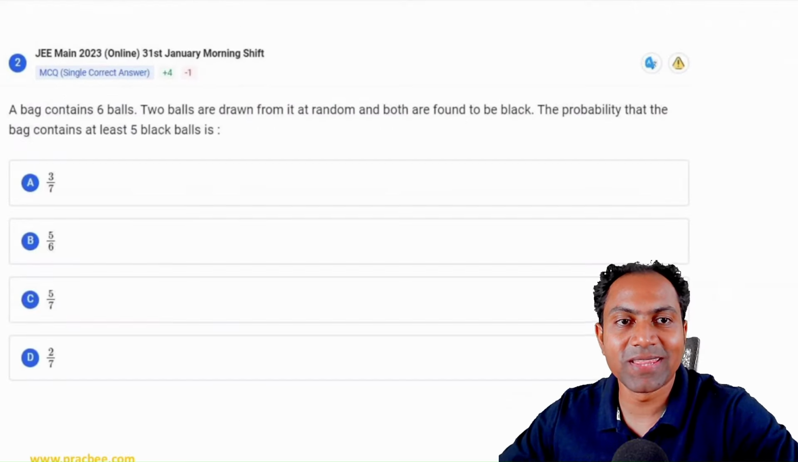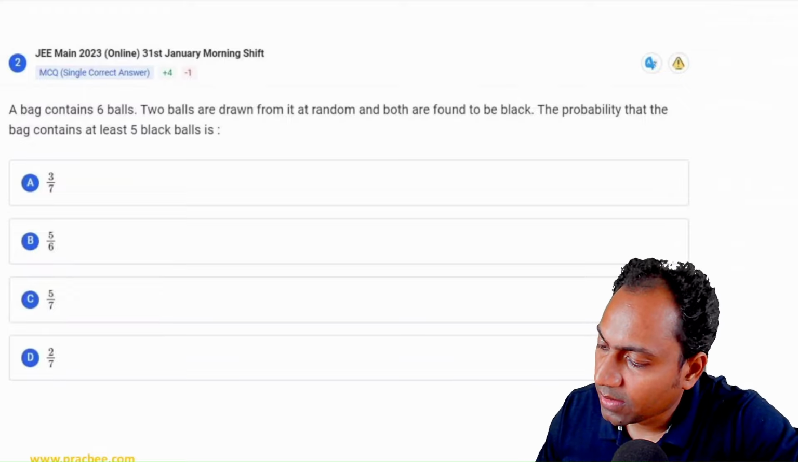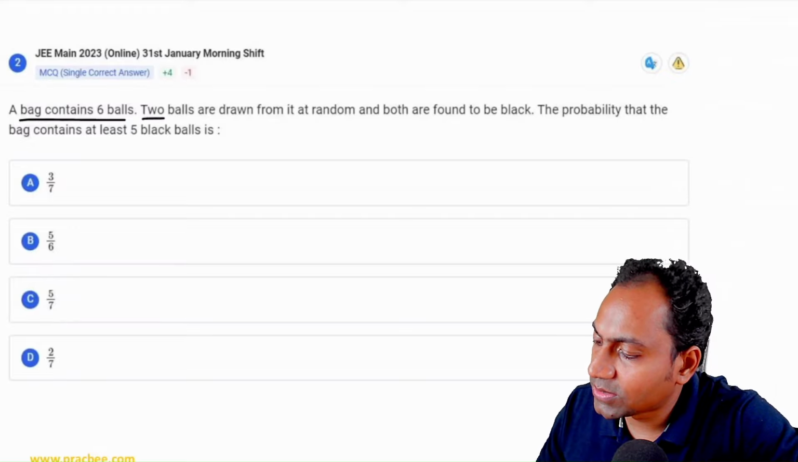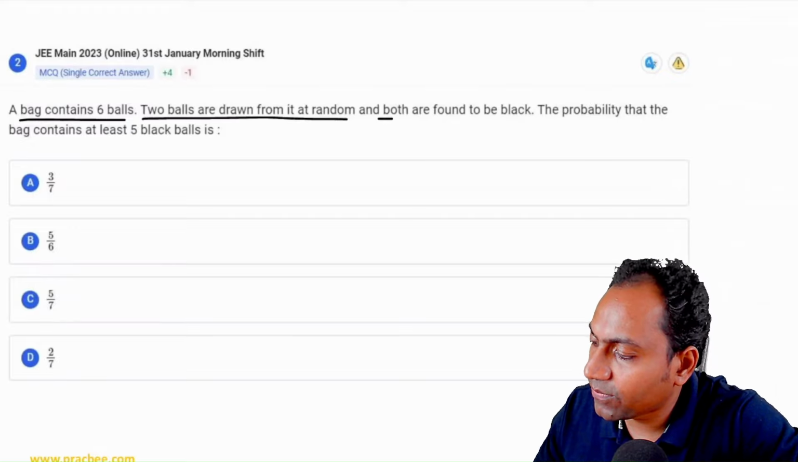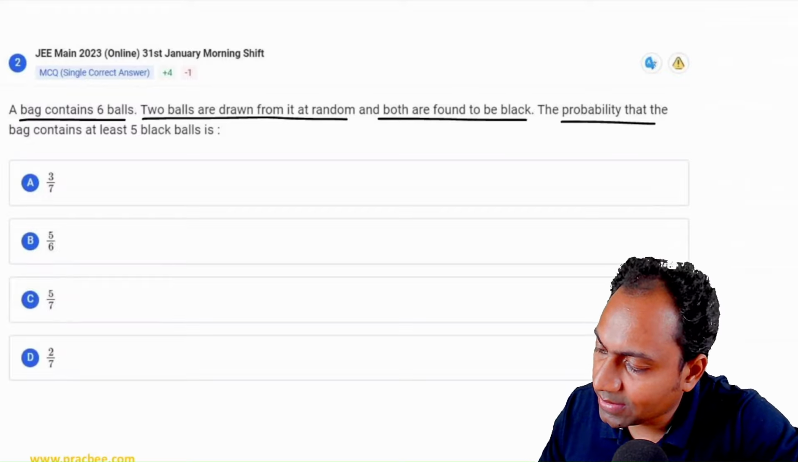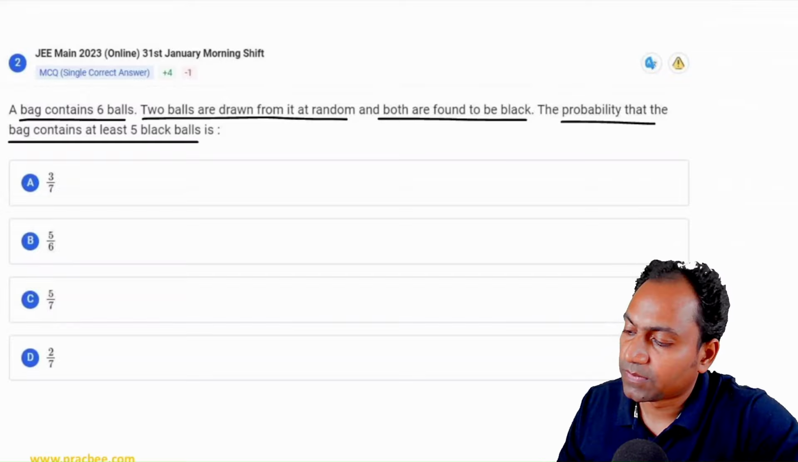Now this 2023 question is a very interesting question. What this question says is, you have a bag that contains 6 balls. 2 balls are drawn at random from it. Both are found to be black. So what is the probability that the bag contains at least 6 black balls?